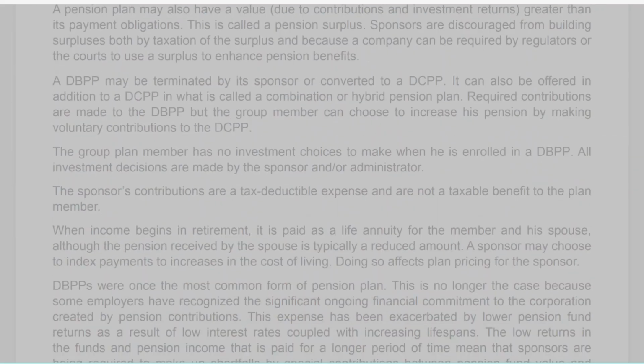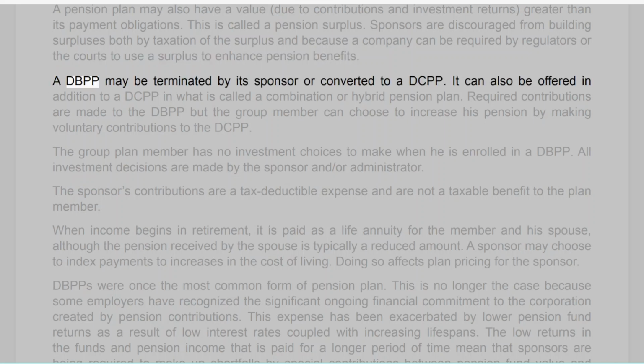A pension plan may also have a value, due to contributions and investment returns, greater than its payment obligations. This is called a pension surplus. Sponsors are discouraged from building surpluses both by taxation of the surplus and because a company can be required by regulators or the courts to use a surplus to enhance pension benefits.